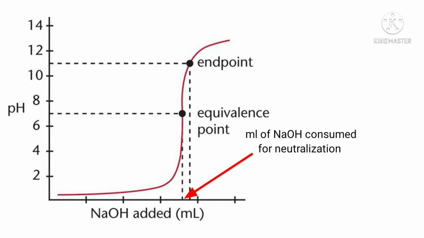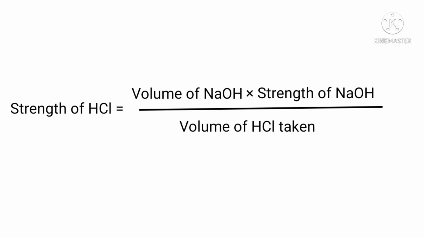When we draw a graph on graph paper taking pH values on the y-axis and corresponding volumes of NaOH on the x-axis, we get this type of plot. If a perpendicular is drawn from the equivalence point onto the x-axis, the intersecting point between the perpendicular and x-axis gives the value of volume of NaOH consumed for complete neutralization of HCl acid. And using this relation, we can calculate the strength of the supplied HCl solution.